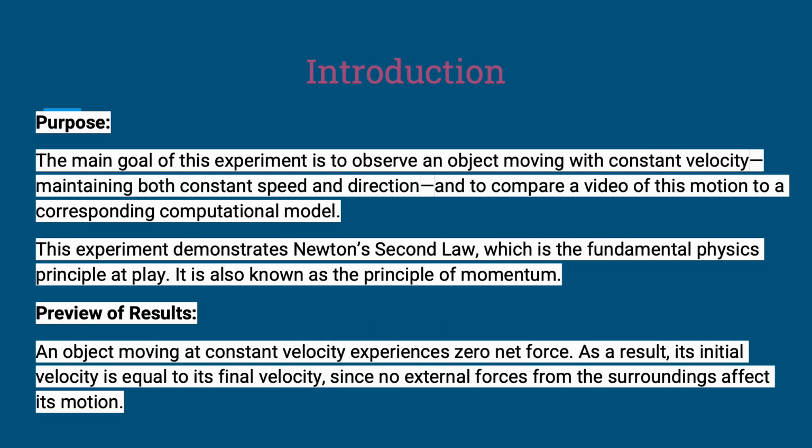The main goal of this experiment was to observe an object moving at constant velocity, meaning its speed and direction don't change, and then compare that real-world motion to a computational model. This experiment highlights Newton's second law, also called the momentum principle. In simple terms, when the net force on an object is zero, its velocity doesn't change. That's exactly what we set out to test this lab.